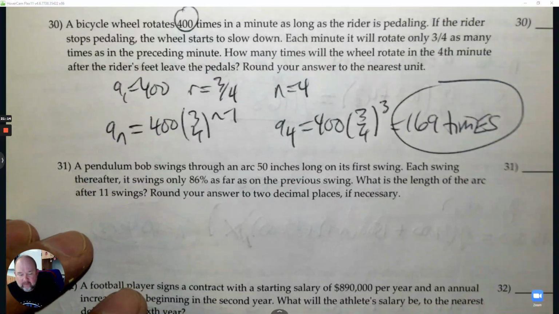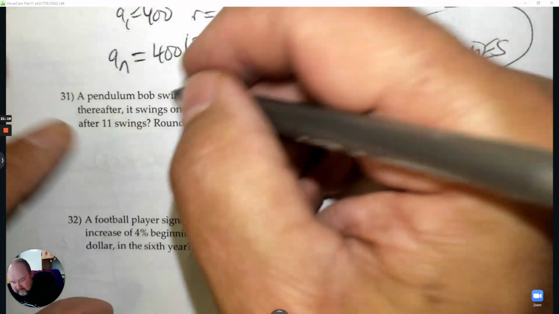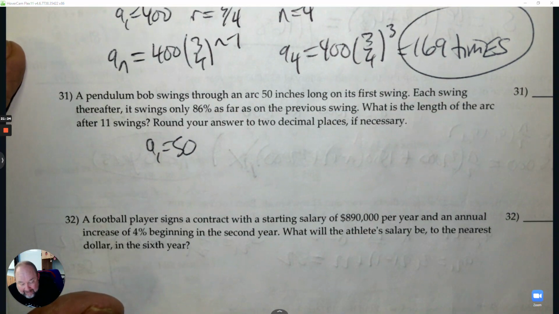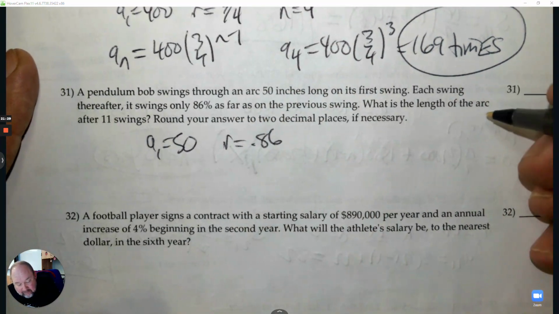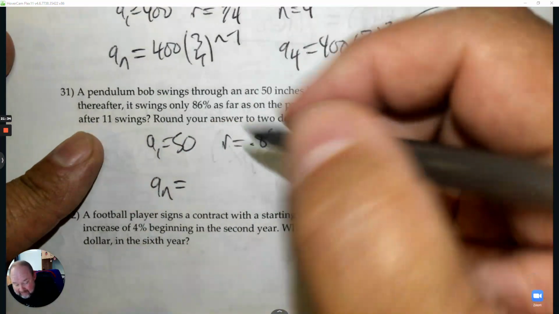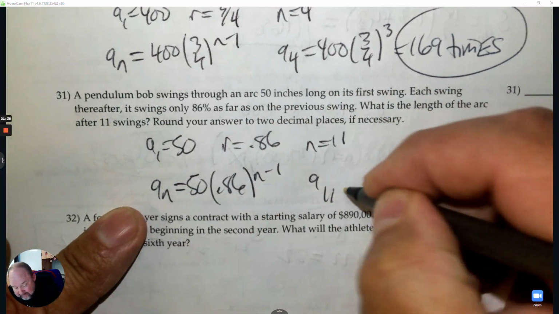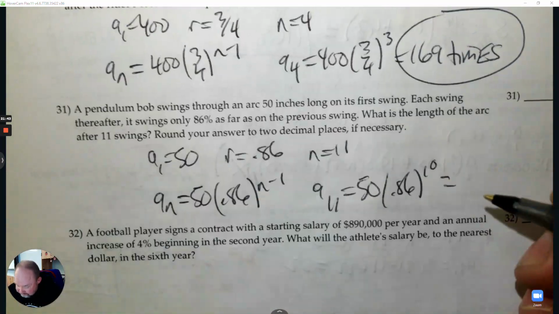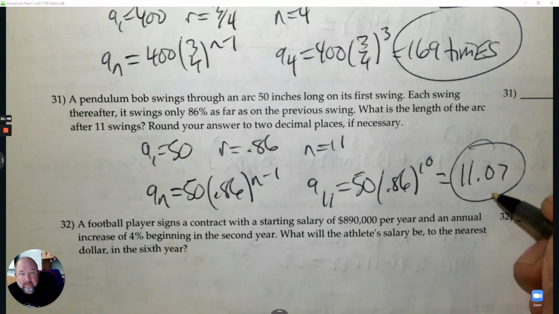All right, try 31 on your own. A pendulum bob swings through an arc of 50 inches long. That's A1. Each swing, it swings only 86% as far as the previous one. What is the length of the arc after 11 swings? So I'm going to model it. So it's AN equals A1 times R to the exponent n minus 1. Then I'm going to find the 11th one. 11 take away 1 is 10. And you get like 11.06 or 11.07. That's inches.